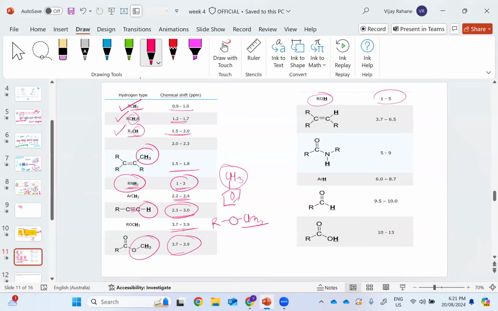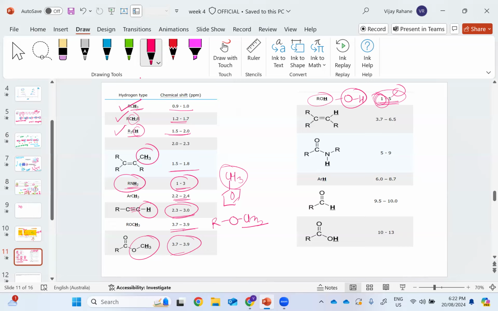Another example is alcohols. The protons from the alcohol can show between 1 to 5 delta values because of this OH. If you have stronger hydrogen bonding, the delta value is near 5, and with very weak hydrogen bonding between the two molecules, it will lie nearly at 1 or 2 sometimes.